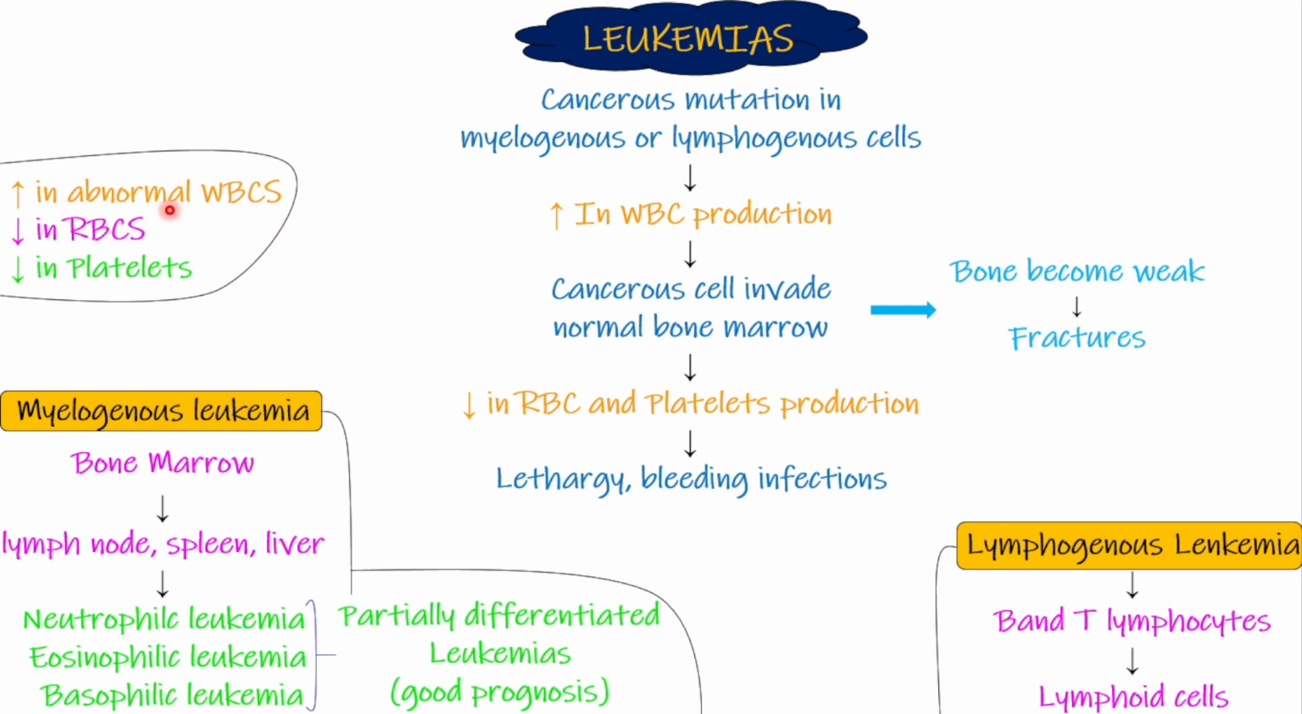Okay, so these were the types, but the main thing to focus on is that there is an increased number of WBCs, but they are not working well. As the bone marrow is involved, that will lead to decreased RBCs and decreased platelets also. And finally, they all can cause weak bones, resulting in fractures. So these were leukemias.